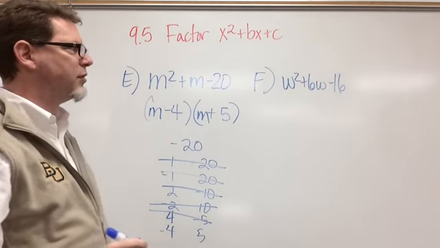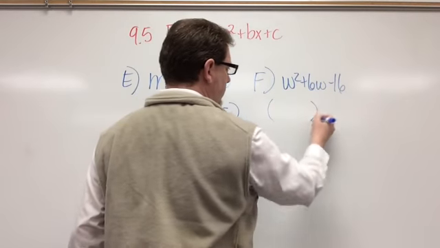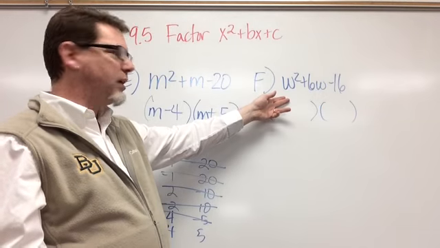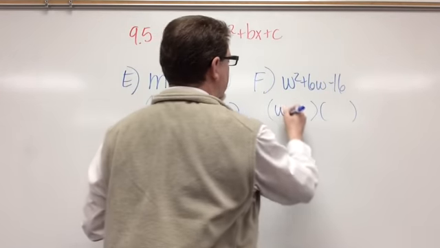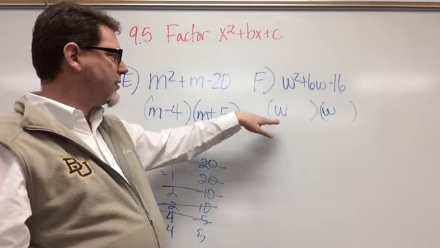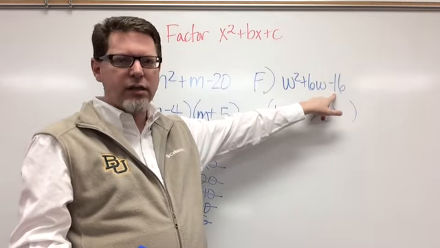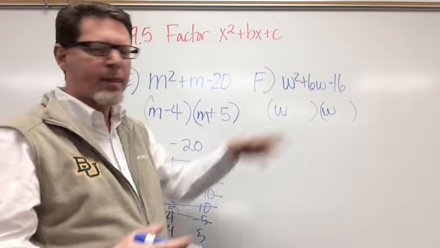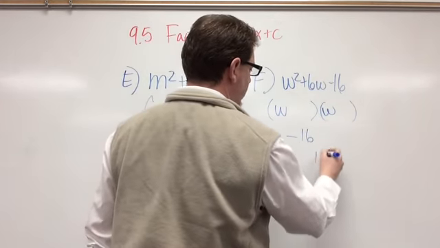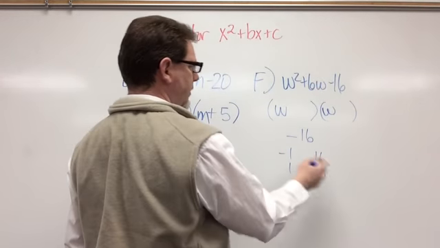w squared plus 6w minus 16. So set up my two sets of parentheses. I know that it's going to be w times w to get w squared. And now I've got to come up with two factors of negative 16 that add up to 6. So what are my factors of negative 16? I have negative 1 and 16, or 1 and negative 16. Well, those don't add up to 6.